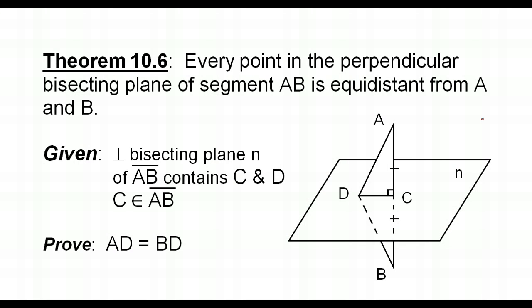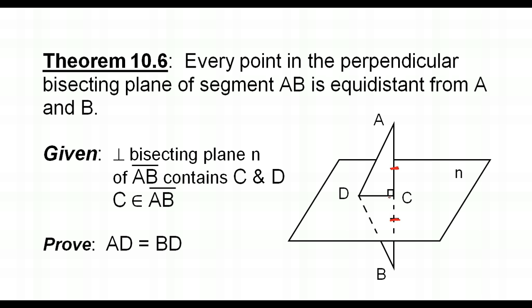Okay, this next theorem is very similar. In its proof, we're going to use right triangles that are congruent. Every point in the perpendicular bisecting plane of segment AB is equidistant from A and B. So here I've got plane N, and it perpendicularly bisects segment AB, which means that two segments are the same length. Think of the one triangle that's below the plane.